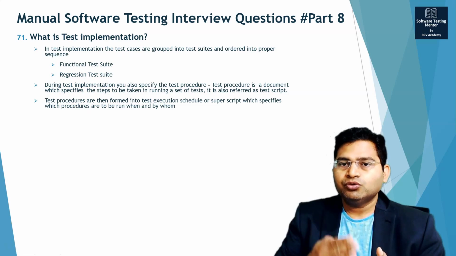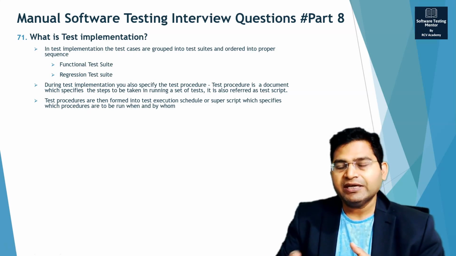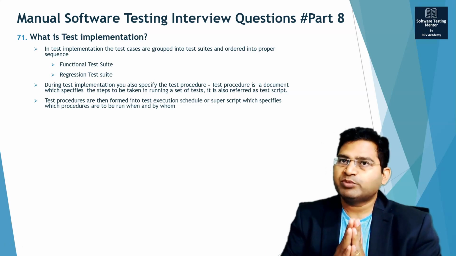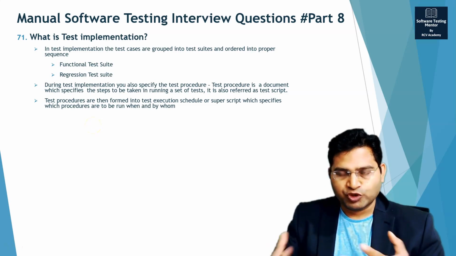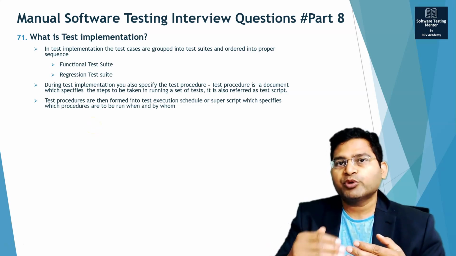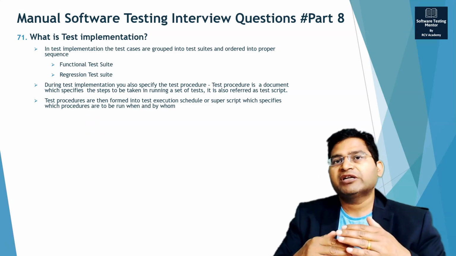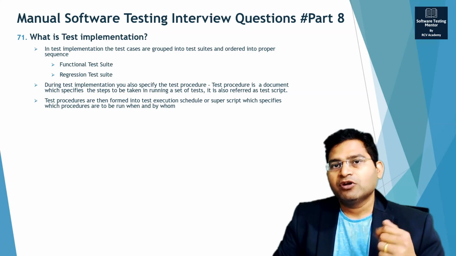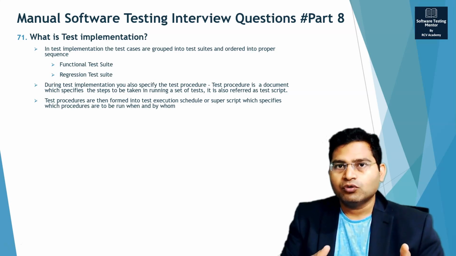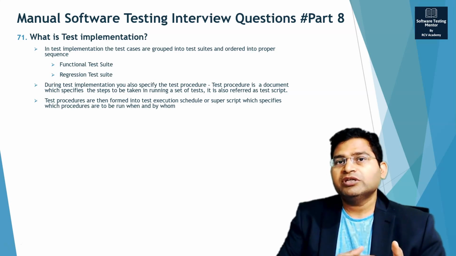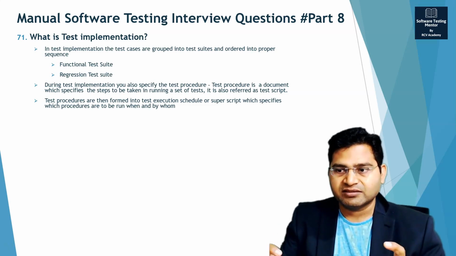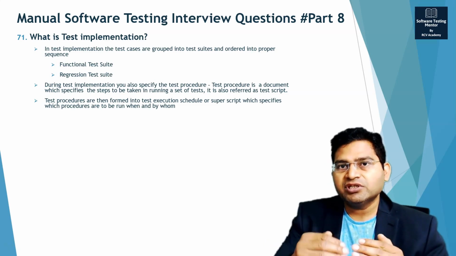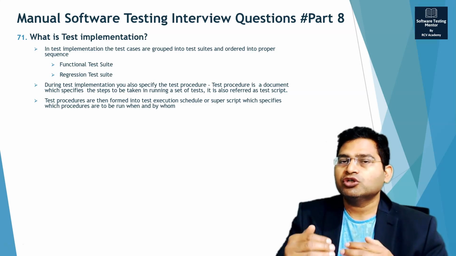In the implementation, you specify a test procedure. A test procedure is a document which specifies the steps to be taken in running a set of test cases. As the word procedure itself says, it is the process you are going to follow in order to run a particular business test. For example, login is an individual module test, but in order to test the whole flow, there will be a complete procedure. To test adding an item to the cart or removing an item from the cart, you need a combination of multiple test cases.